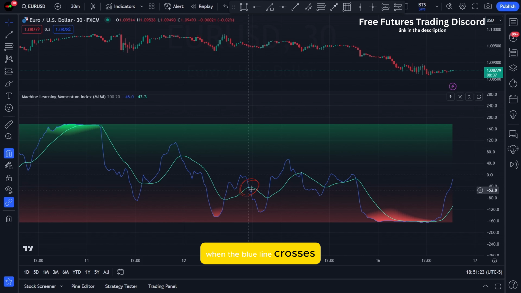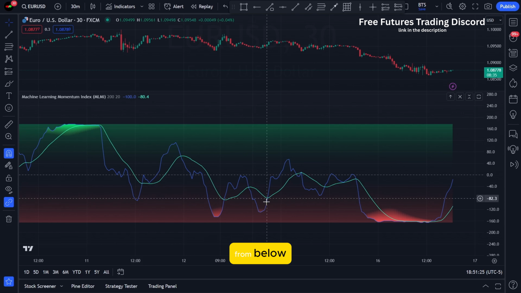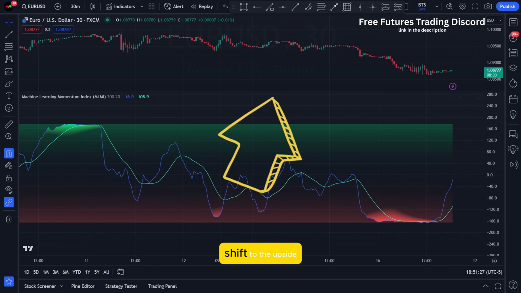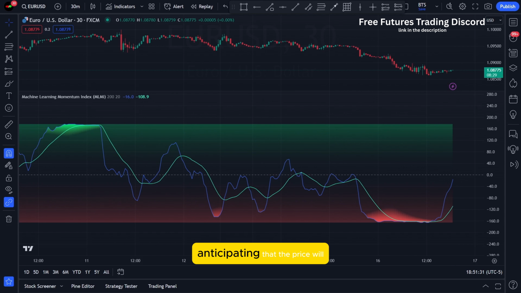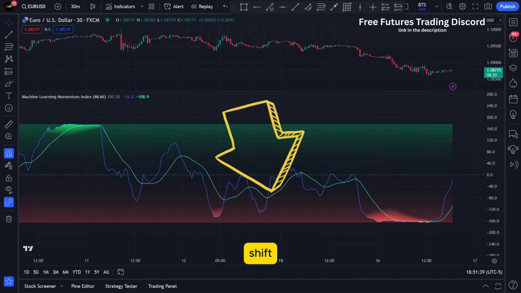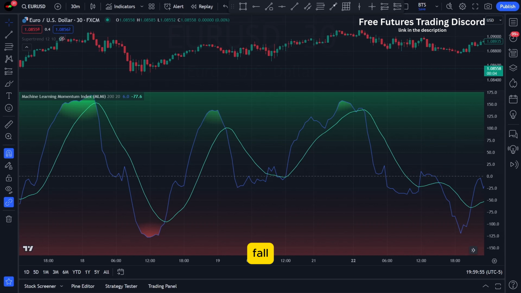When the blue line crosses above the green line from below, it is signaling a momentum shift to the upside. So, we use this as a buy signal, anticipating that the price will run up. Conversely, when the blue line crosses below the green line, it signals a downward momentum shift. Hence, we will use it as a sell signal, hoping that the price will fall.